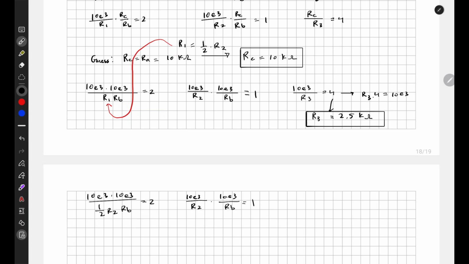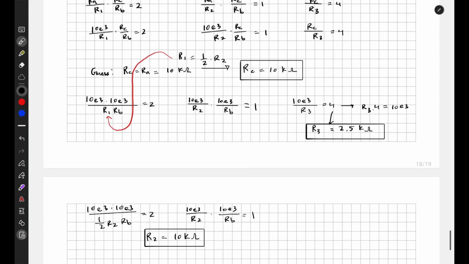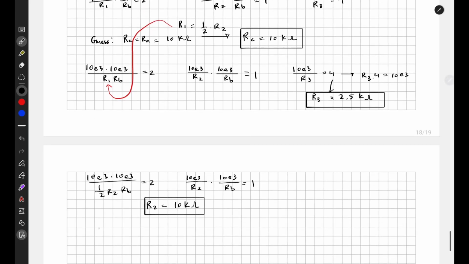So in that case, we can conclude that R2, remember we're canceling out this 10E3, so it's equal to 10 kiloohms. Okay, with that solved, we can now solve for R1, because we said that R1 is equal to 1/2 times R2. So R1 is equal to 5 kiloohms.